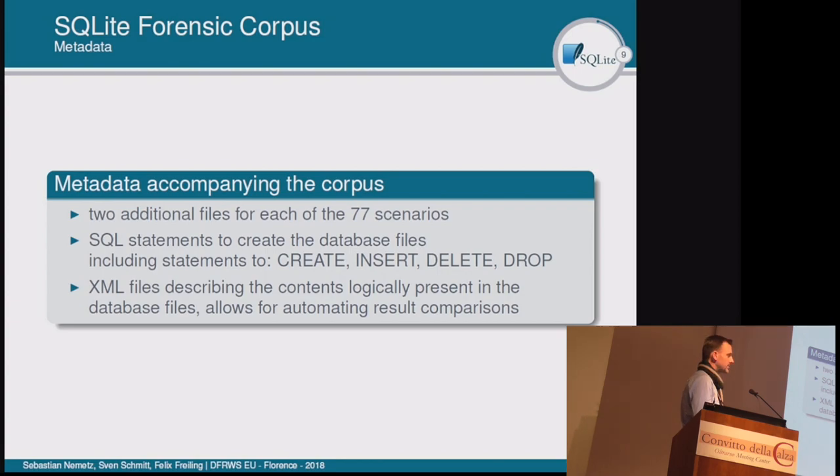So let's talk a bit about the metadata that accompanies the corpus. Each scenario has the database file, a SQL file that you can run with SQLite itself, for example, in order to create the database, and a descriptive XML file containing further information, for example, how many tables are in the database, what are the contents of the database, how many entries are there, etc. Basically, it's the same information in the XML and in the SQL file, but we think the XML file can be more easily used to automate whatever you want when you deal with the corpus, for example, to automate tool testing or to automate comparison of results and stuff like that. That is why we deliver the XML files.